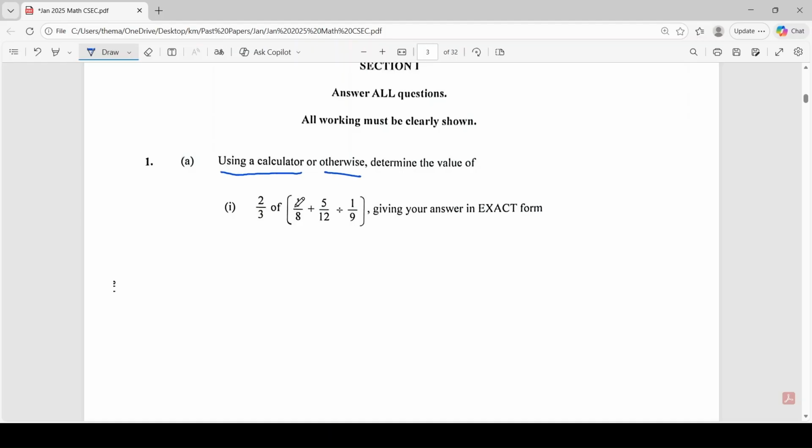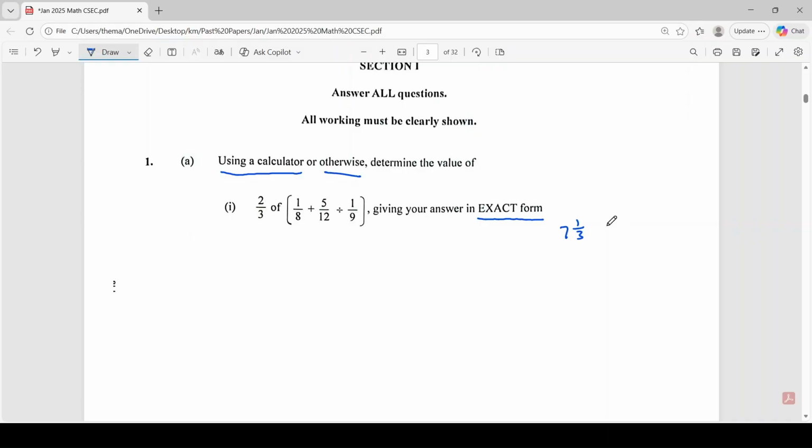So that means you could use either or, right? And next important part here is give your answer in exact form. Exact form means you want an exact number. So if we get 7 and a third, that is your exact number.